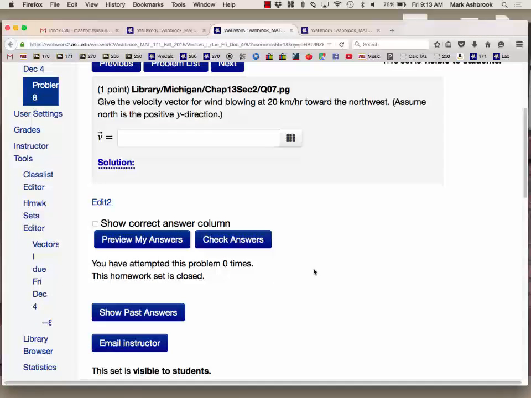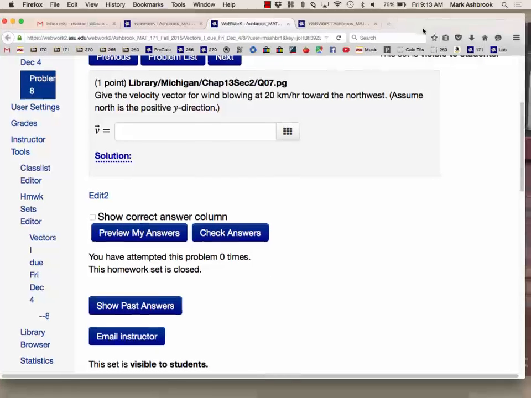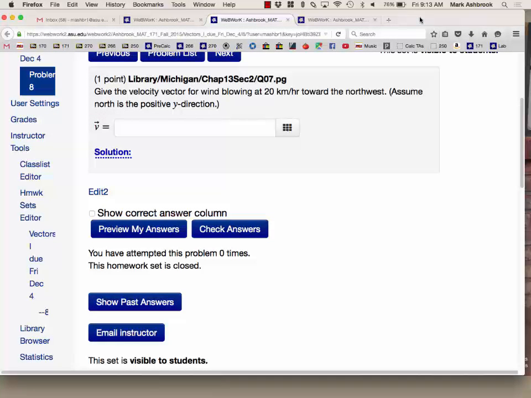Okay, given a velocity vector blowing 20 kilometers per hour towards the northwest, what's the vector and its components? So we have all the information we need for a vector, because what is a vector? A vector has direction and magnitude, and that's exactly what they gave us. What's the magnitude of the velocity?